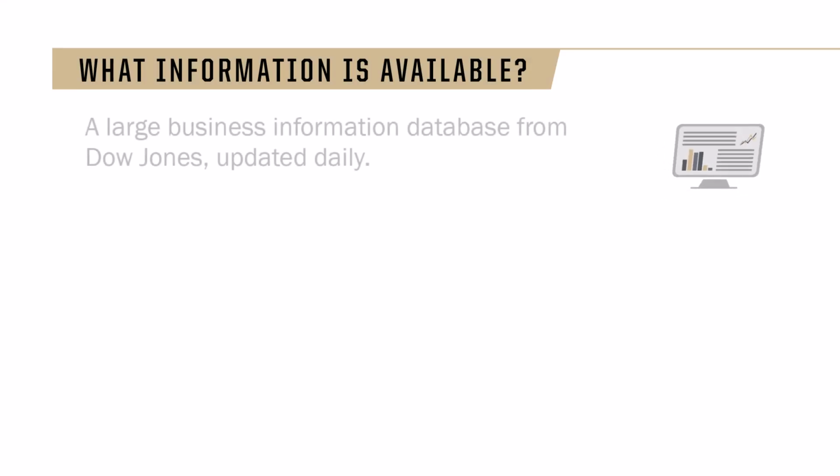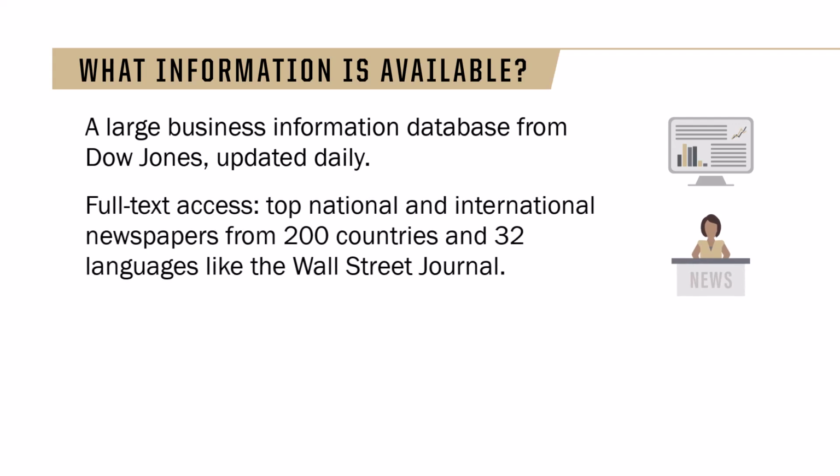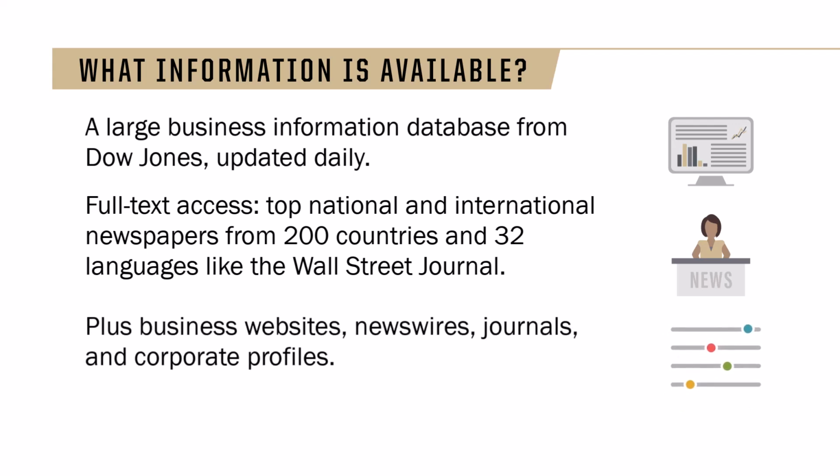Factiva is a large business information database from Dow Jones, updated daily. It gives full-text access to top national and international newspapers from 200 countries and 32 languages like the Wall Street Journal, plus business websites, newswires, journals, and corporate profiles.